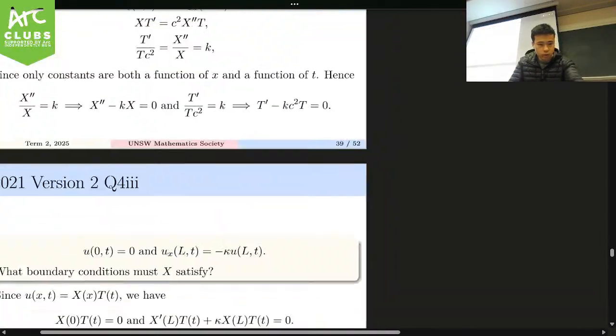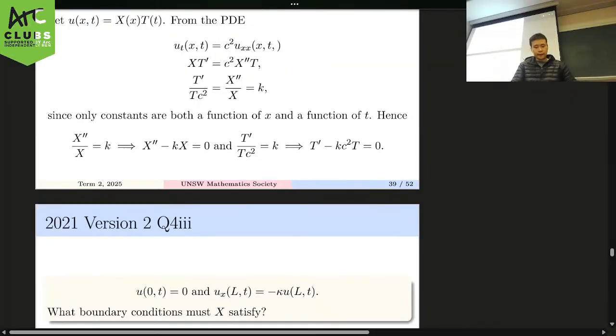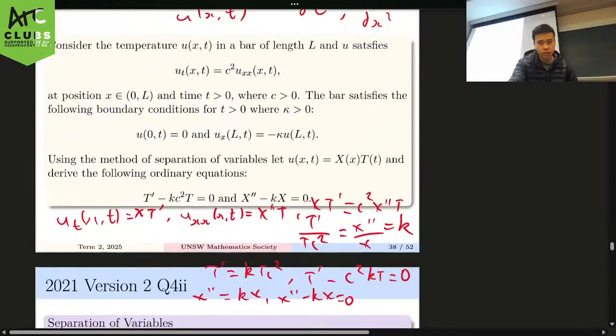Are we solving this? Okay. Alright, so what boundary we said that, right? Yeah.